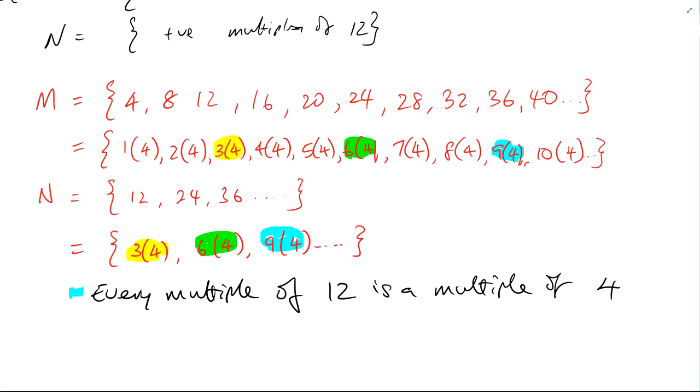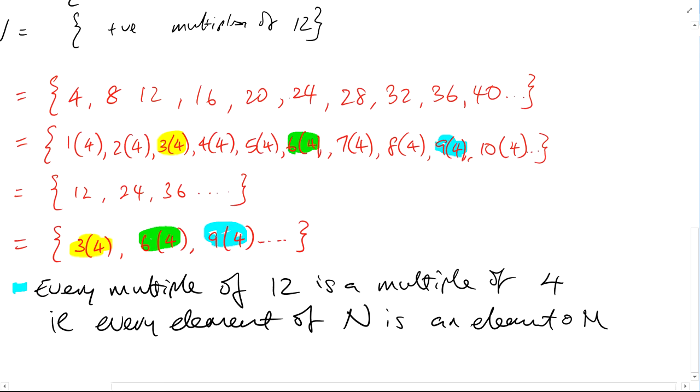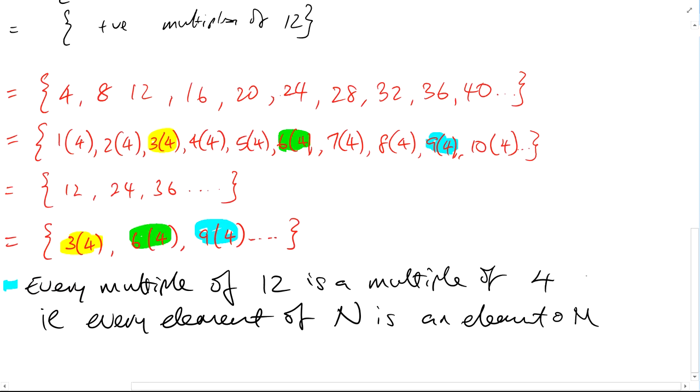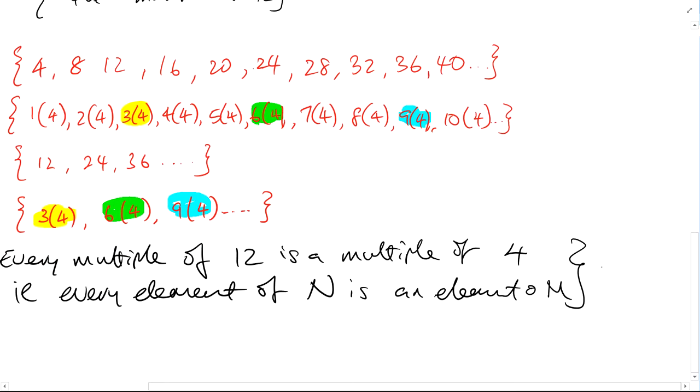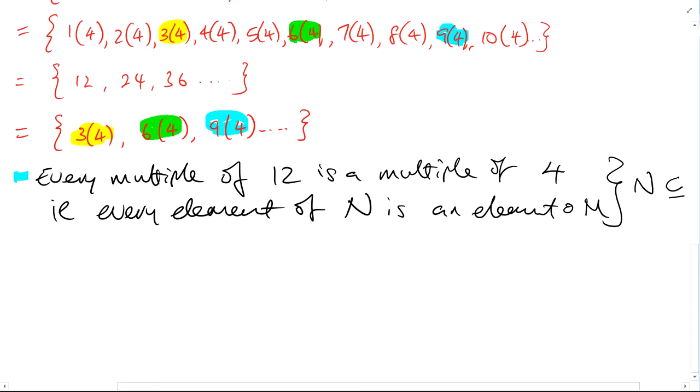Okay, every multiple of 12 is a multiple of 4. That is, every element of n is an element of m. Now, this statement only tells us that n is a subset of m. That is the conclusion so far. I haven't proven that they are not equal yet. So now the next part is to prove that they are not equal. Then this is point number 1.